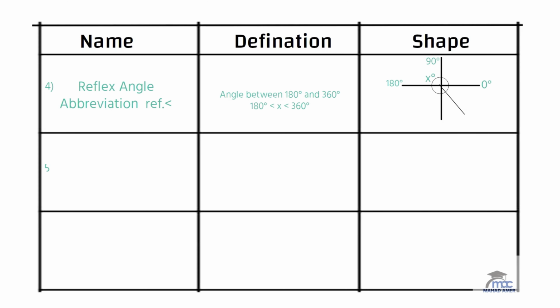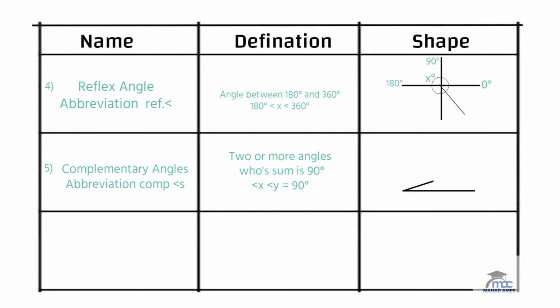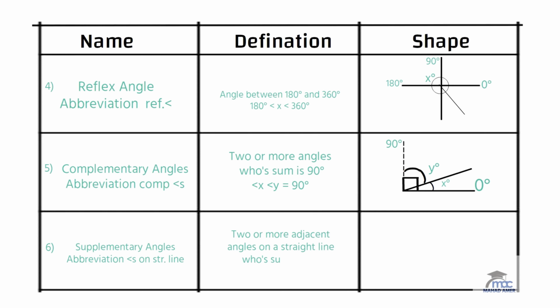Next, we have complementary angles. Two or more angles whose sum is 90 degrees are considered to be complementary angles. Moving forward to supplementary angles. Two or more angles adjacent on a straight line whose sum is 180 degrees are known as supplementary angles.